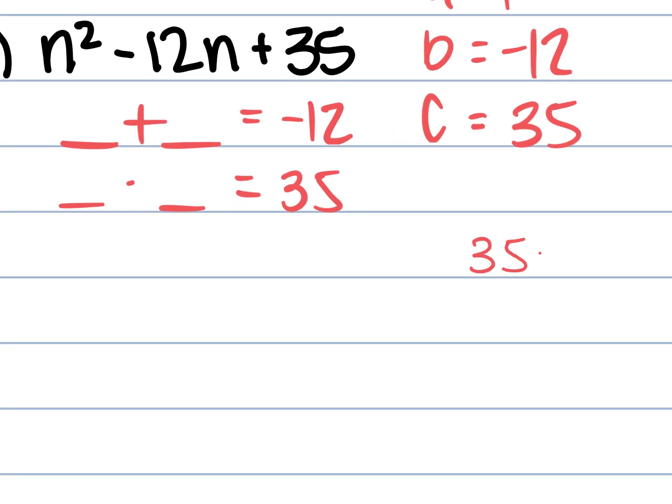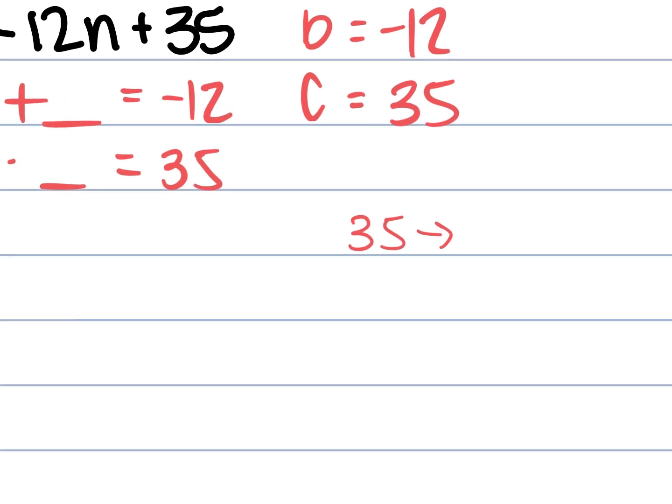What are the factors of 35? 1 times 35. And you guys said 7 times 5? Add them together. What's 1 plus 35? 36. What's 7 plus 5? 12. Ooh, 12. But we said positive 12, right?